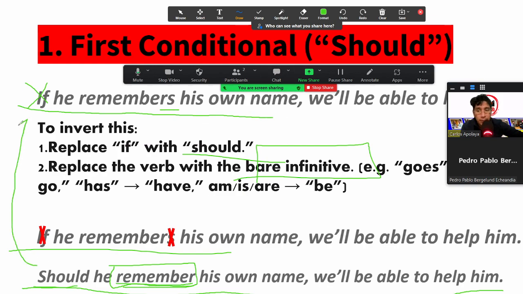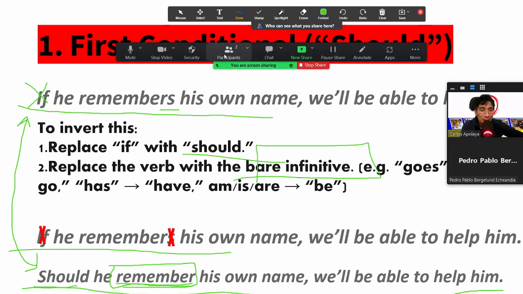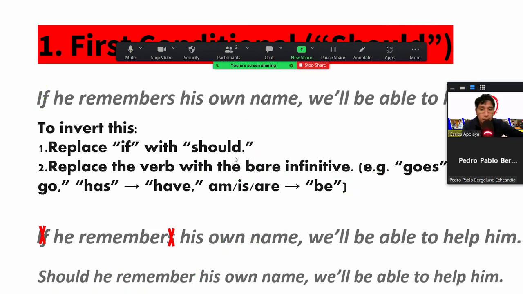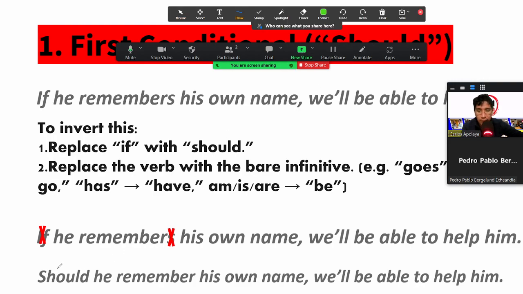It's the same. Diferente gramática, mismo significado y sentido. It's the same, but this is more difficult. Pero esto es más difícil. Tell me, in Spanish, how is this translated? Sí, el should se traduce como if. Si él recuerda su propio nombre, él será capaz de ayudarlo. It's the same, no cambia. El should tiene significado de if.